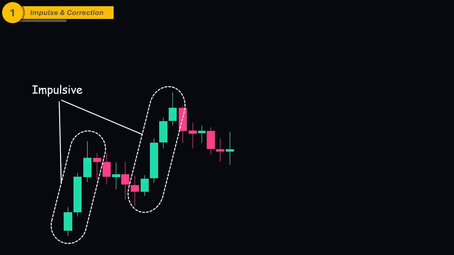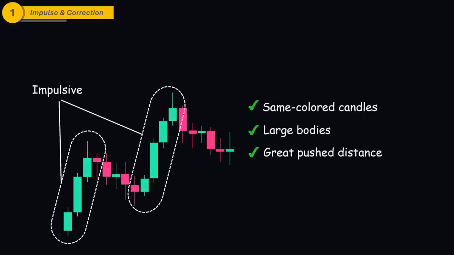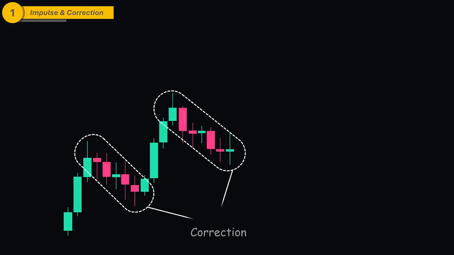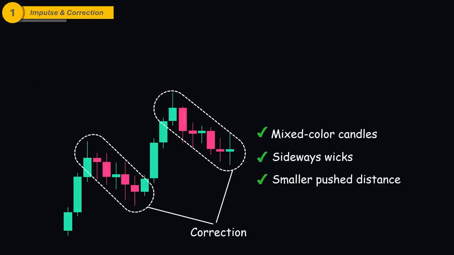The market always moves in the form of impulsive and corrective moves due to the behavior of market participants. Impulsive moves are characterized by the same colored candles, large bodies, and a great pushed distance. Corrections or pullbacks, on the other hand, are characterized by mixed color candles, sideways wicks, and a smaller pushed distance.